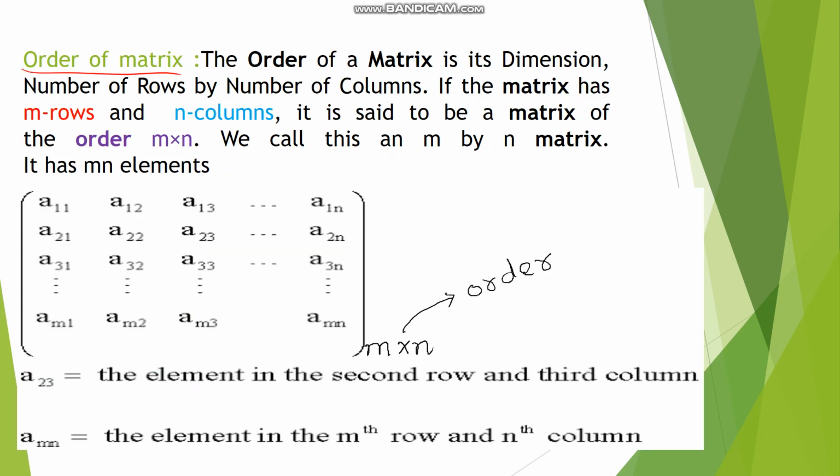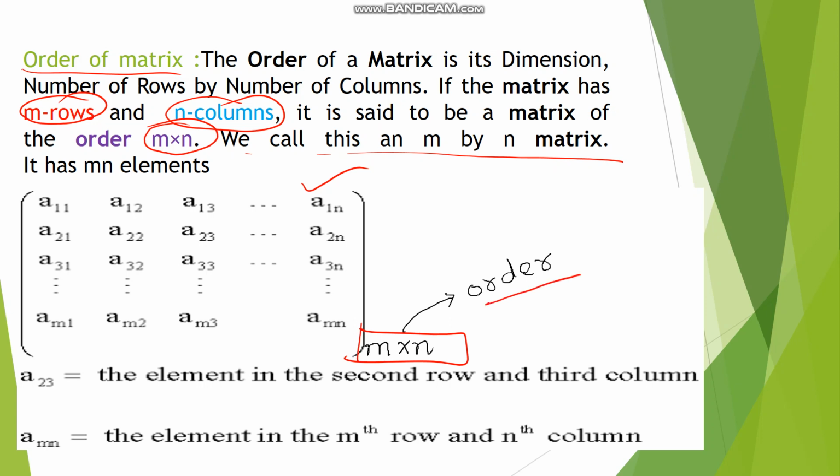The order of a matrix is its dimension, number of rows by number of columns. If it has m rows and n columns, it is said to be a matrix of the order m cross n. We call this an m by n matrix. For finding the number of elements, we have to multiply the number of rows into the number of columns. This is the general form to write the order of a matrix. In the corner of the rectangular array, it is written m cross n. It shows the order of the matrix.